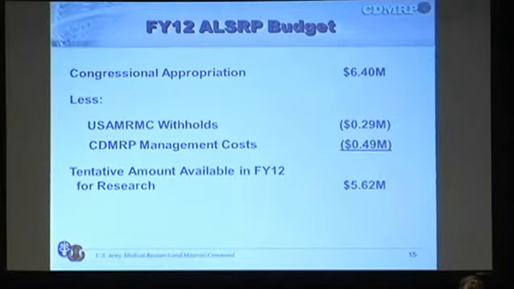This is what our budget looks like for this year, $6.4 million. As I said, withholds come from our higher command, MRMC. That's to keep the lights on and to keep the folks in our contracting office working and so forth. It's only $290,000.